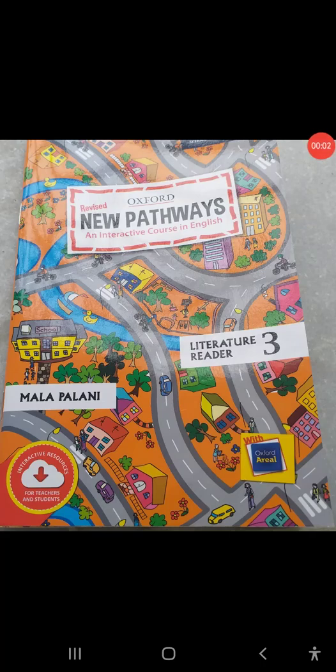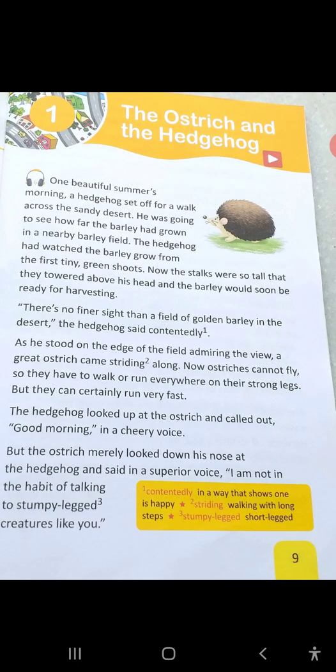Hello, students. Today we will start a new lesson from your literature reader, that is The Ostrich and the Hedgehog. Everyone, take out page number 9 in your literature reader. As I read the story and as I explain the story, you should follow your book.